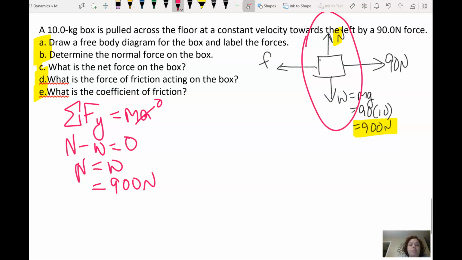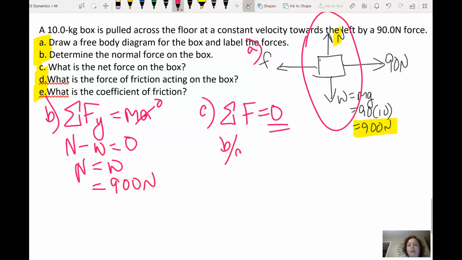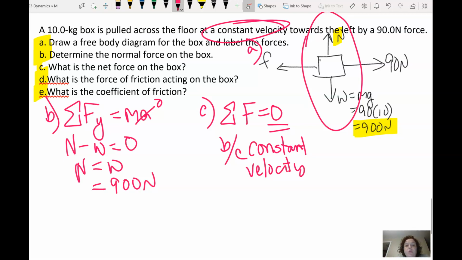Next question. So this was B. This was A. What is the net force on the box? All right. Our total net force, horizontal and vertical, is 0. Why? Because it's constant velocity. Remember, whenever you have stuff like this, you want to be able to point to the words that tell you this, because it says constant velocity. So there's our C.